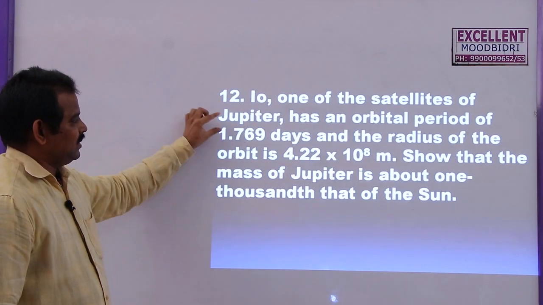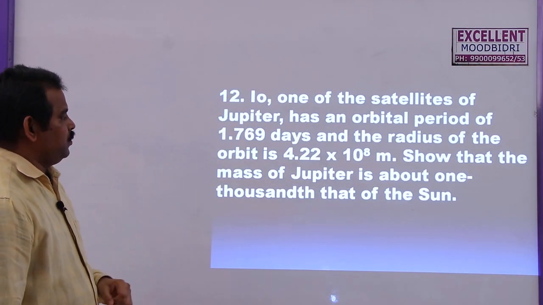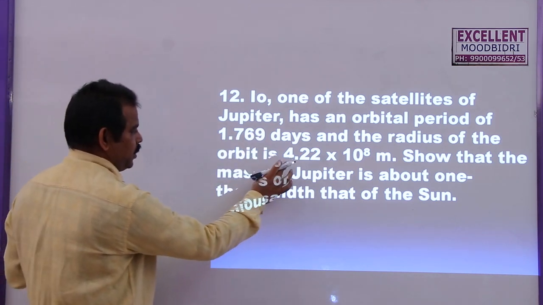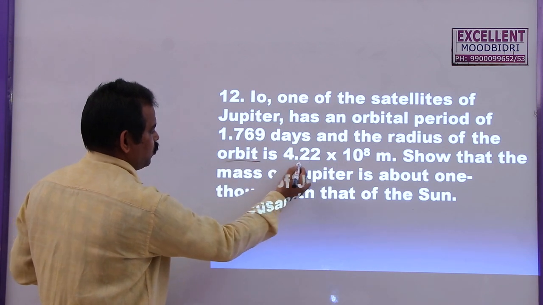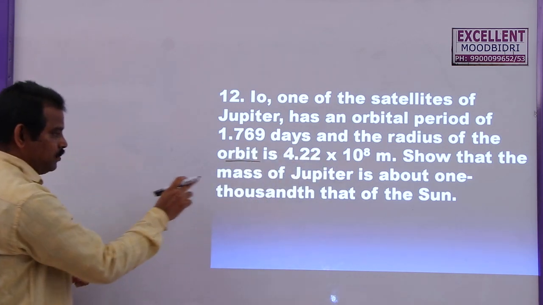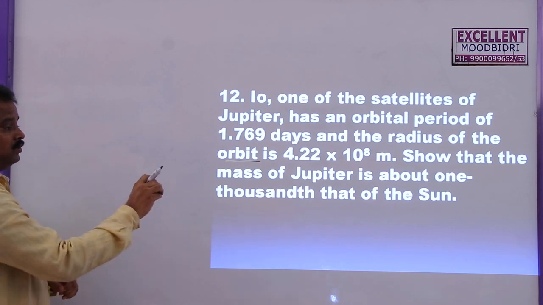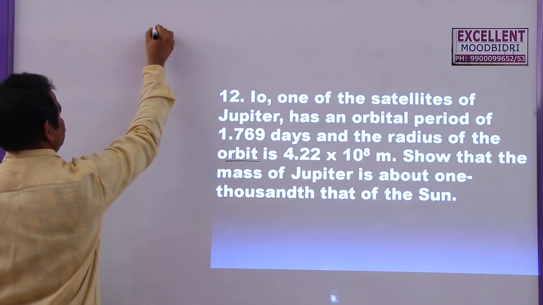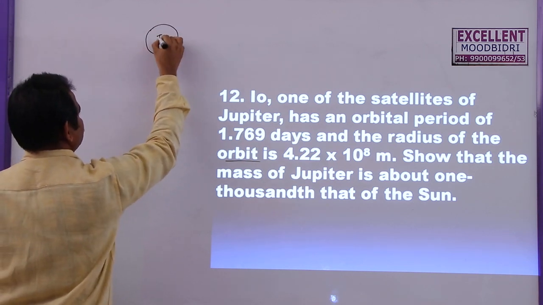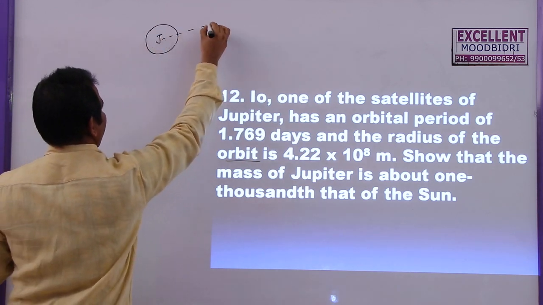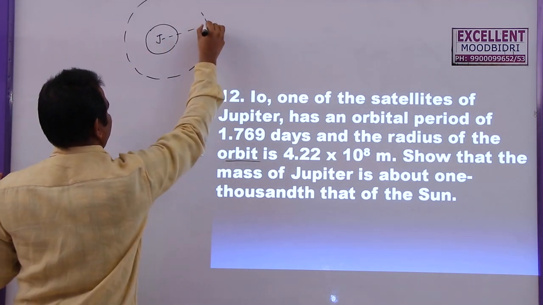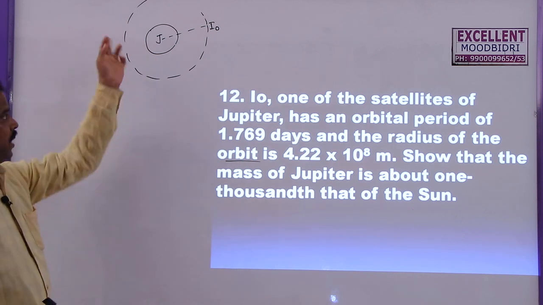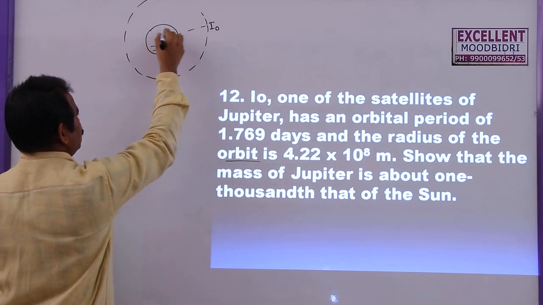Io, one of the satellites of Jupiter, has an orbital period of 1.769 days, and the radius of the orbit is 4.2 × 10^8 meters. The mass of Jupiter is about 1/1000th of the Sun. So first let me take Jupiter here. So this is the Jupiter. I am keeping it as J, and it has a satellite, and the name of the satellite is Io. So what is the time taken by Io to revolve around this Jupiter?